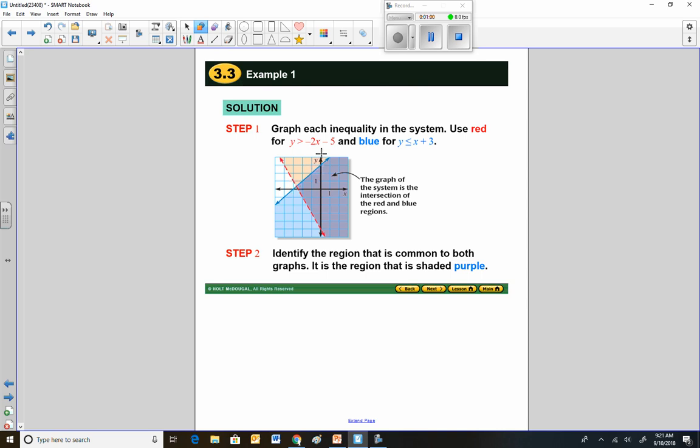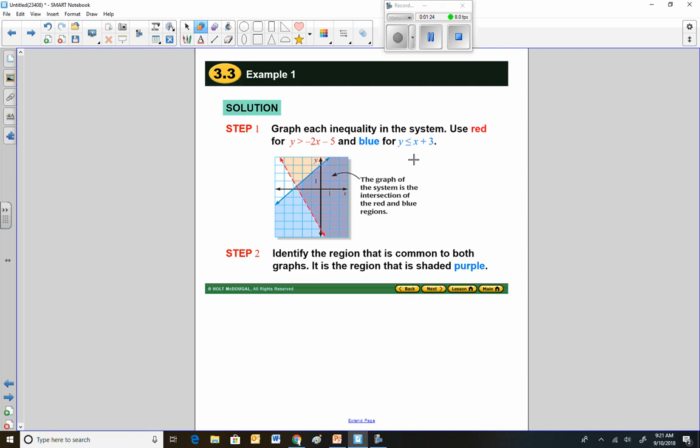This is the line y equals negative 2x minus 5. So it's right here, and it's dashed because it's got no equal sign. And notice it crosses the y-intercept at negative 5. So it's a y-intercept at negative 5, and notice that the slope is down 2 over 1, and that's how you could create that line.